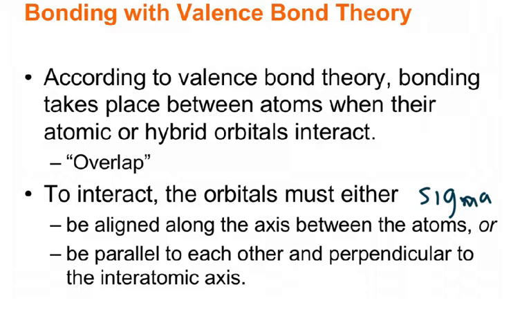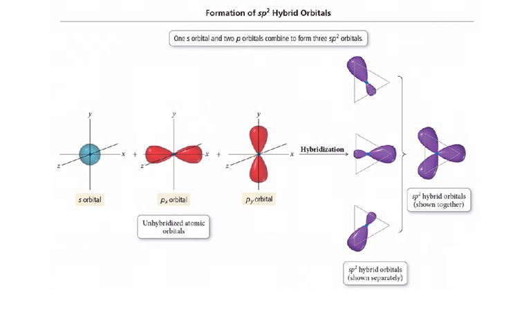or you might see that the bonding might be parallel to each other and perpendicular to the interatomic axis, which, when you have a side-to-side bond, that would be a pi bond. So again, at the end of the day, the bonding is going to be the overlap between the two orbitals. Now let me show you what an sp2 hybrid orbital looks like.